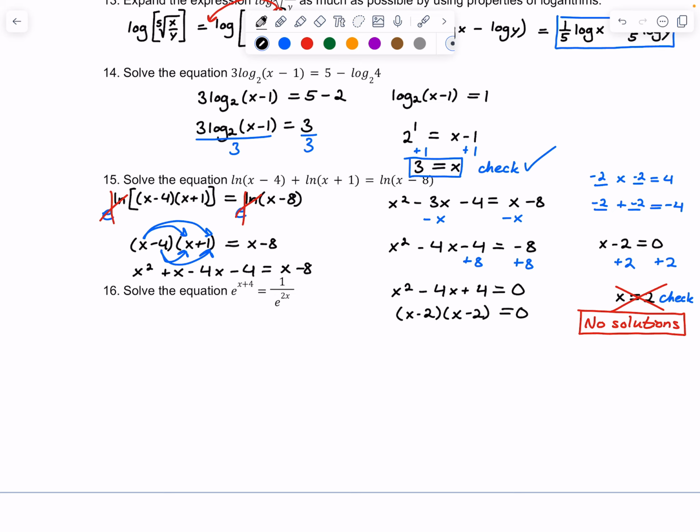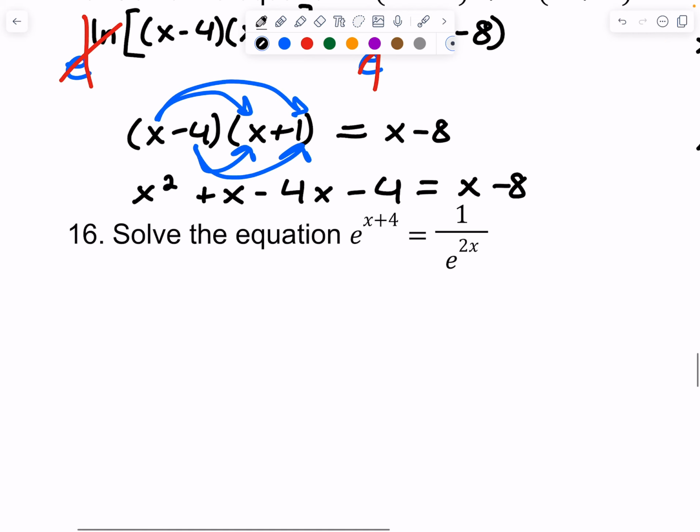Number 16 asks us to solve this equation: e to the x plus 4 equals 1 over e to the 2x. And just like with the logarithms, our goal is to simplify and reduce. We want to get rid of all the extra numbers. We want to, at most, have one exponential on one side and a matching exponential on the other side.